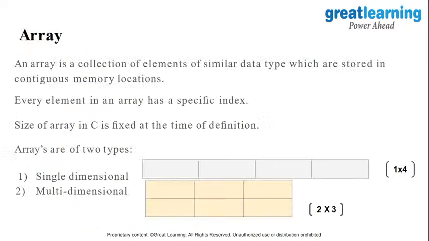Now let's talk about arrays. An array is a collection of elements of similar data type which are stored in contiguous memory allocation. Every element in the array has a specific index. Indexing always starts from 0, and the reason behind that is that the name of the array represents its base address. Everything will be stored in memory, and in memory we will have some address.